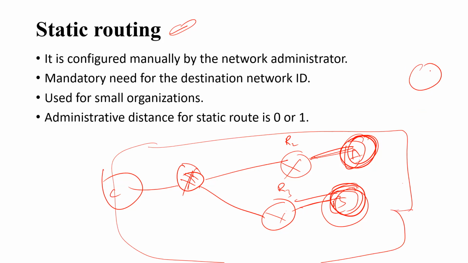For some reason, one more router needs to be configured in the organization, so we have connected it. Once you connect the new router, there should be some network connected to that. To reach this destination, we need to configure manual routes in all the routers which are already installed and configured.